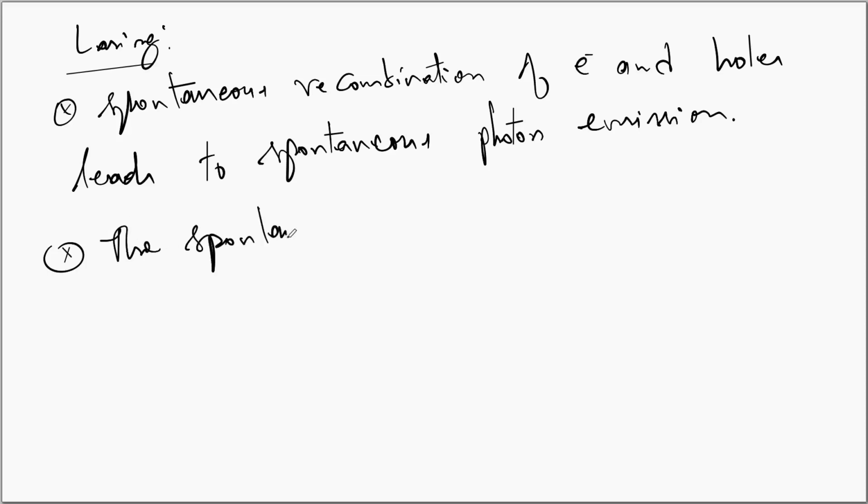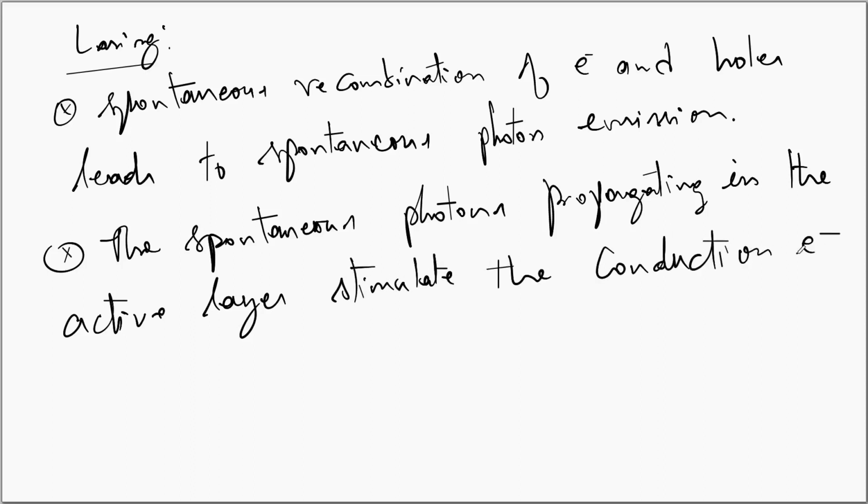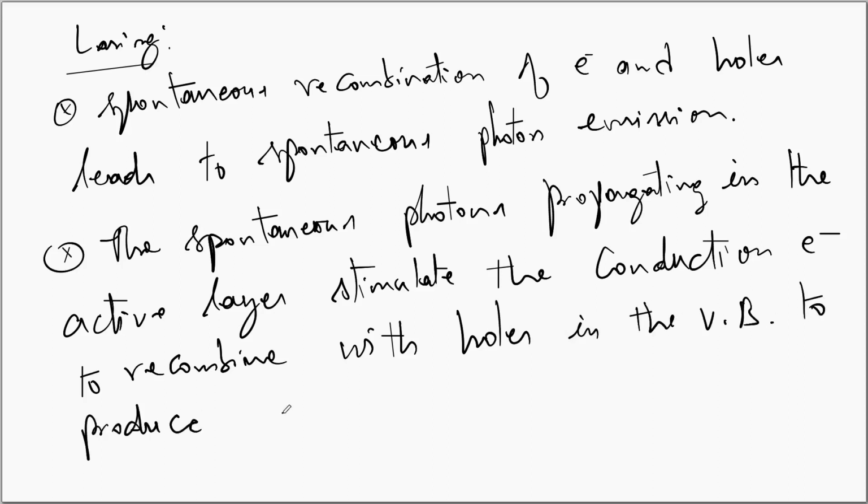The spontaneous photons propagating in the active layer stimulate the conduction electrons to recombine with the holes in the valence band to produce stimulated photons. The stimulated photons now reflect within the gallium arsenide layer because we have a planar waveguide established because of this structure. They reflect at the gallium arsenide air interface, which provides sufficient feedback for laser oscillations.